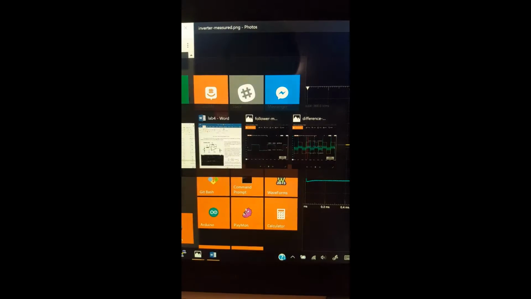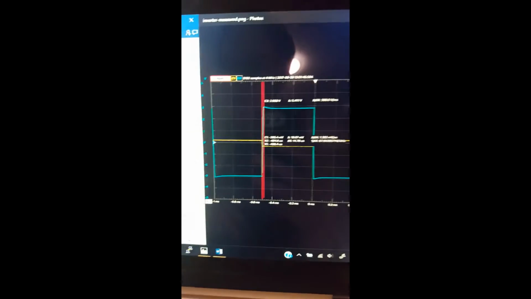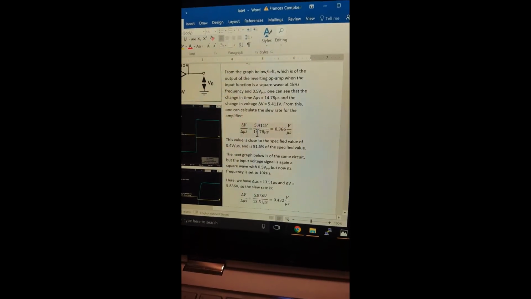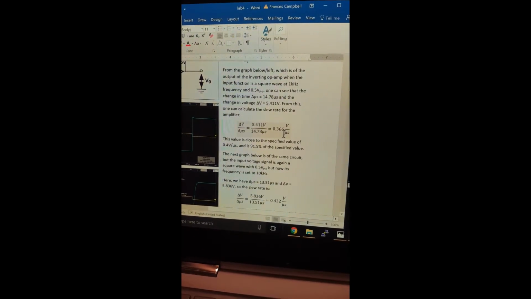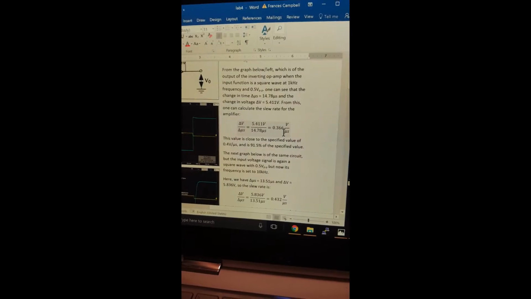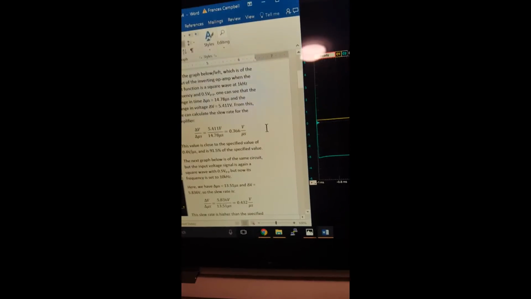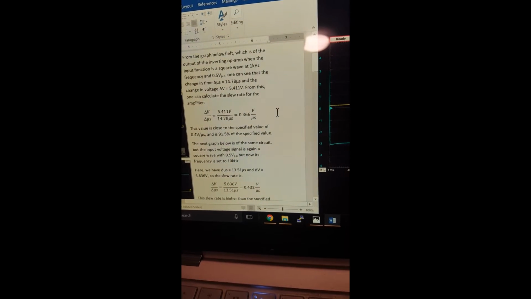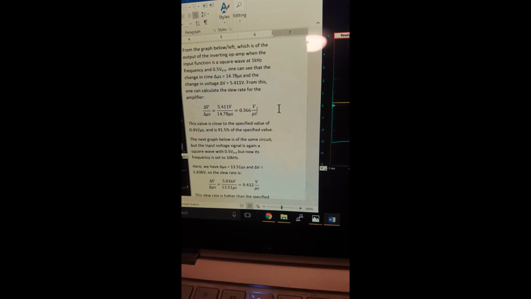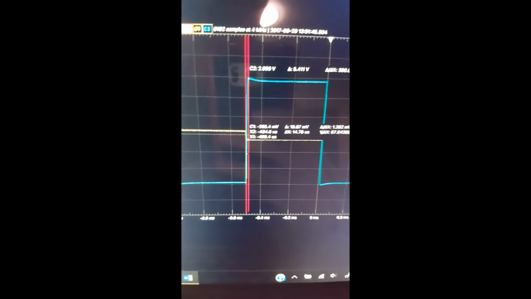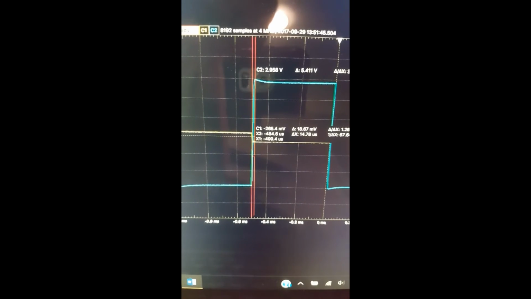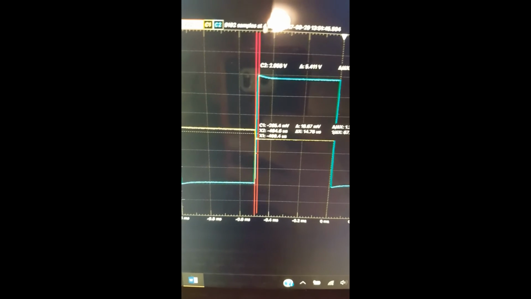So our results then, shown in our lab assignment, got that the slew rate was 0.366 volts per microsecond, which is pretty close to the specified value of 0.4 volts per microsecond, and it's 91.5% of the specified value, which makes sense because our resistor values were also very similar to the measured value. It makes sense that the measured slew rate would be very close to the theoretical slew rate.